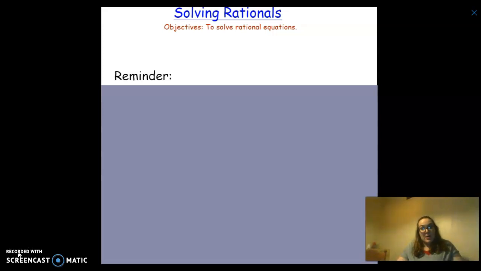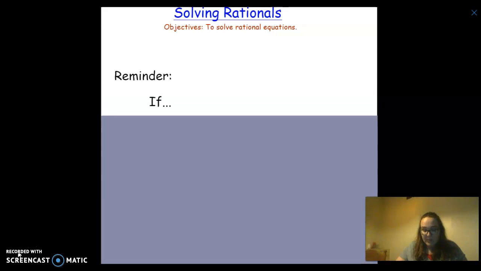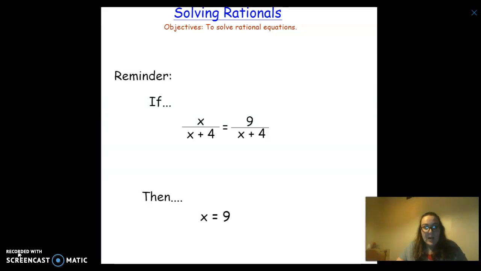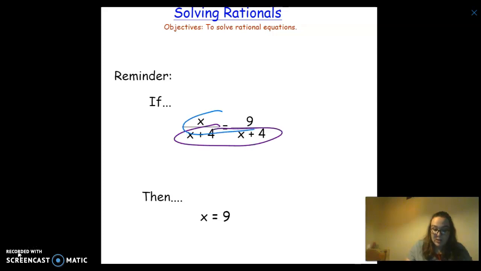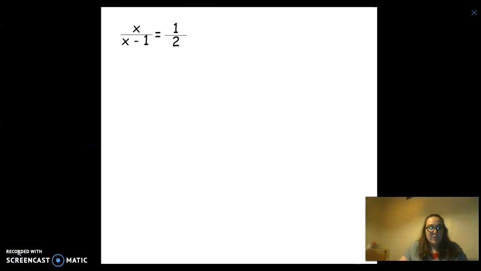So my reminder here at the beginning is remember that if we have something like x over x plus 4 equals 9 over x plus 4, because the denominators are equal, that means the numerators will equal, okay? So denominators have to be the same on each side of the equal sign for those numerators to be equal. Alright, here's the first equation we're going to do.